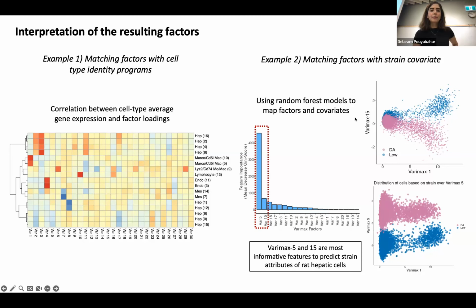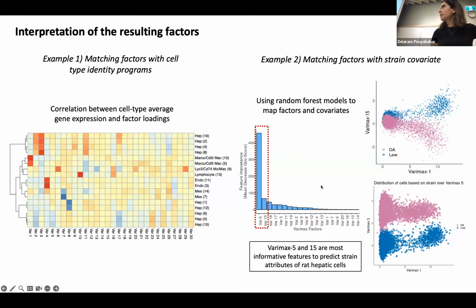So for the example of using machine learning models to automate this process, in that case study I was interested in understanding the differences between the two strains, the Dark Agouti and Lewis strains. We used a random forest model, and random forest models, or any other model based on decision trees, would be a good option here, because they're highly interpretable. You can easily access their feature importance values.